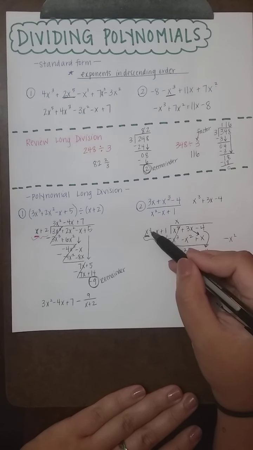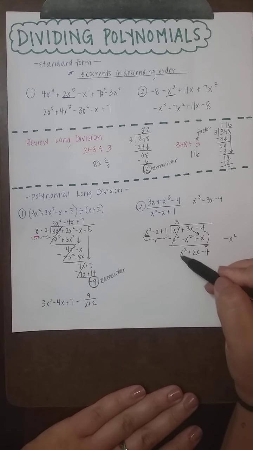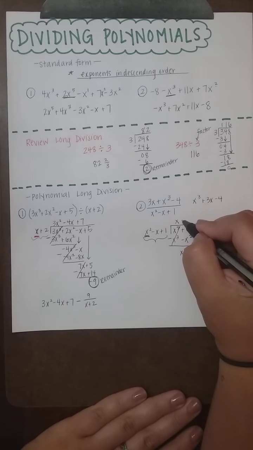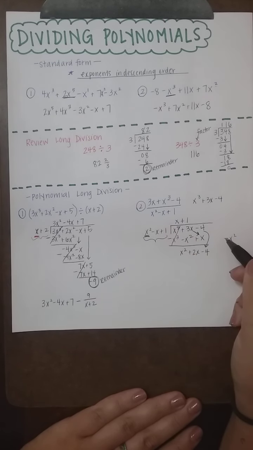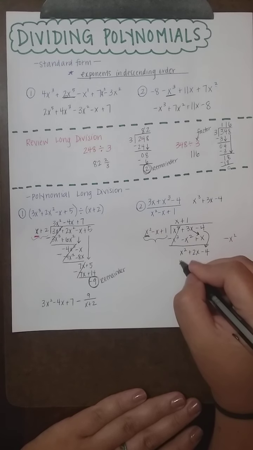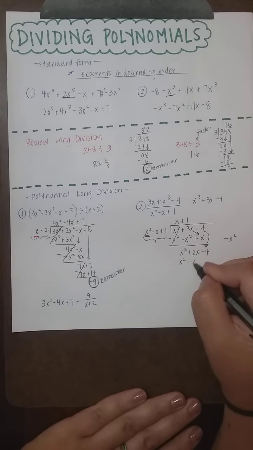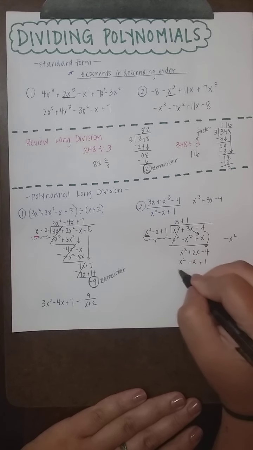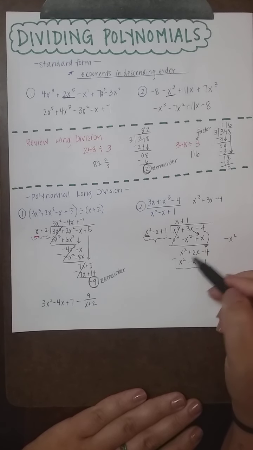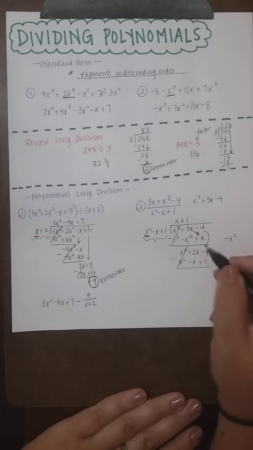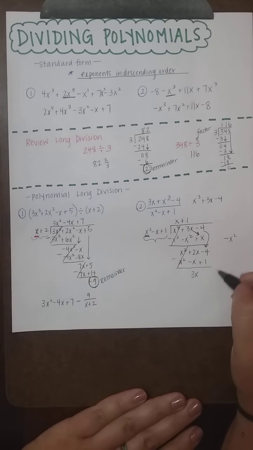Okay? Now, x squared times something has to give me x squared. Well, since it's the same thing, that means I can multiply it by 1. So I can put a plus 1 up there. Then I have 1 times x squared, 1 times negative x, and 1 times 1. X squared minus x squared cancels, and then everything lines up pretty in this round. So I have 2x minus negative x, or plus x, which is a 3x, negative 4 minus 1, negative 5.